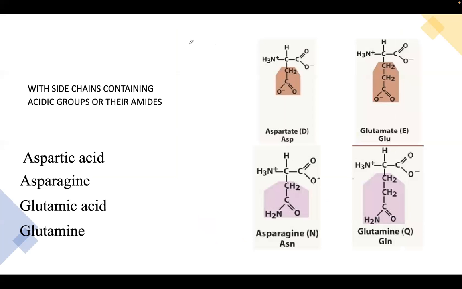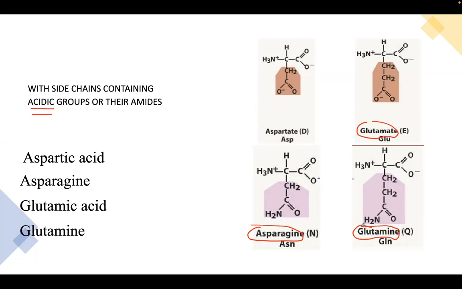Now, what about the amino acids that contain acidic groups? We have aspartic acid or aspartate, asparagine, glutamate or glutamic acid, then we have glutamine.